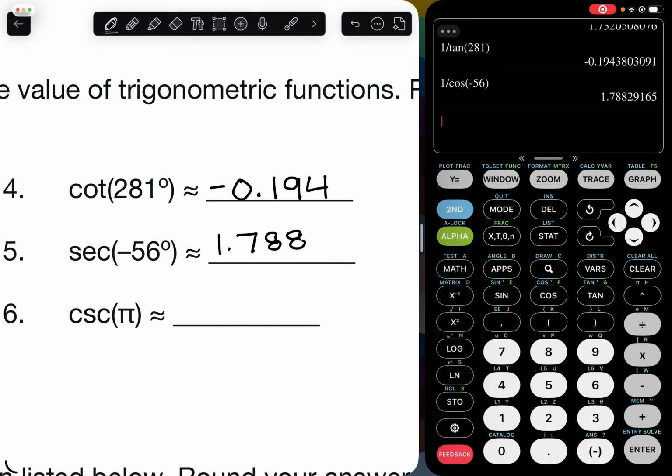That is also okay. Cosine is between -1 and 1, but if cosine is a decimal, and I do 1 divided by that tiny decimal, I'm going to get an answer that's actually bigger than 1. So this is okay.